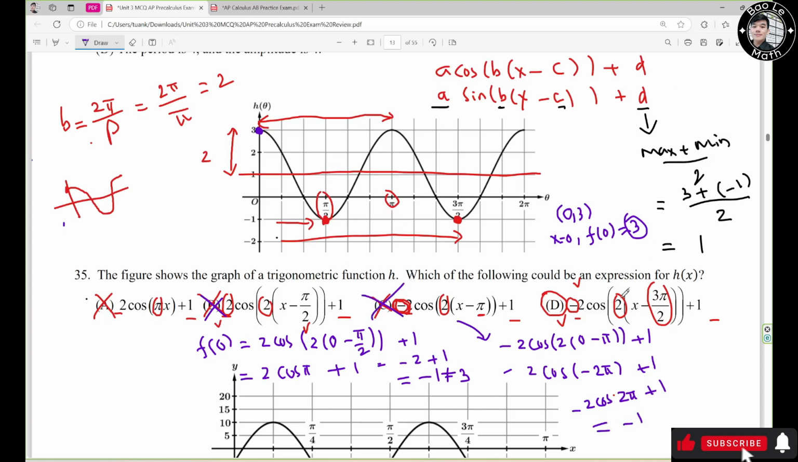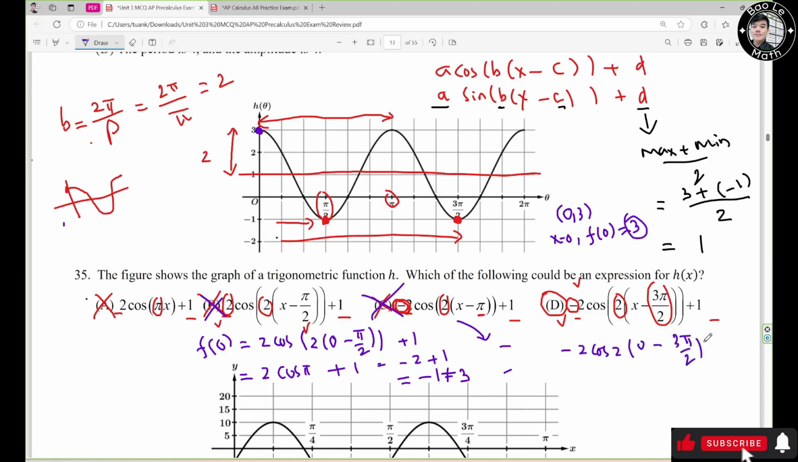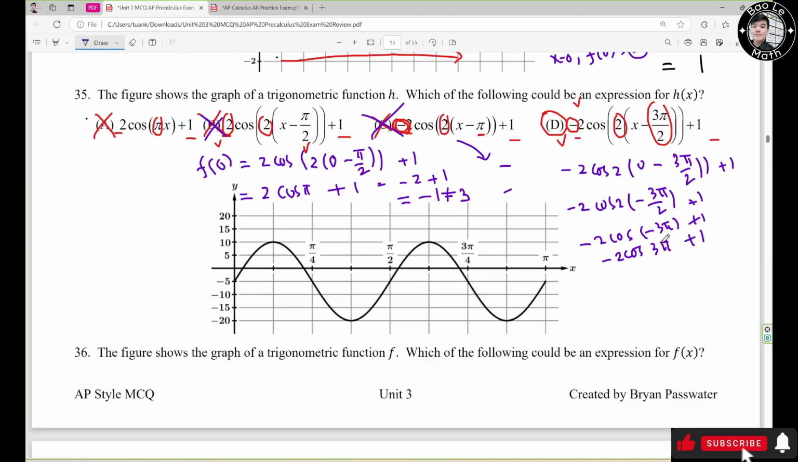Now, if you substitute into the last one, we will see it. Negative 2 cosine of 2 times 0 minus 3 pi over 2, plus 1. So it could be negative 2 cosine of 2 times negative 3 pi over 2, plus 1. Now it could be negative 2 cosine of negative 3 pi, plus 1. Now cosine of negative 3 pi equals cosine of 3 pi, so it could be negative 2 cosine of 3 pi plus 1.